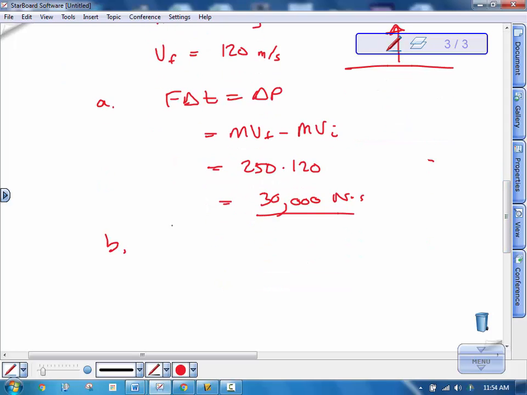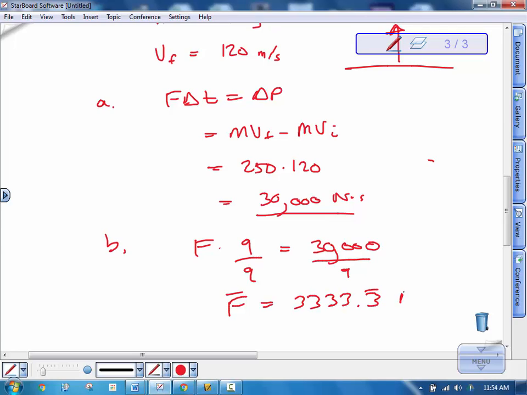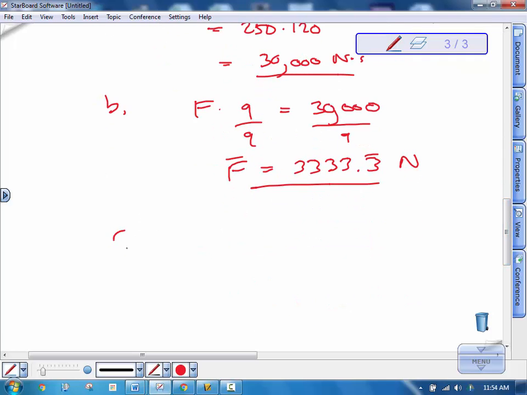For part B then, the average force that the rocket has, we can just use this equation because we know that force times change in time equals the impulse, which is 30,000. So we can just plug in the time of 9 seconds, divide by 9, and we can find the average force, which is 3,333.3 repeating newtons. That's accelerating this rocket upward.